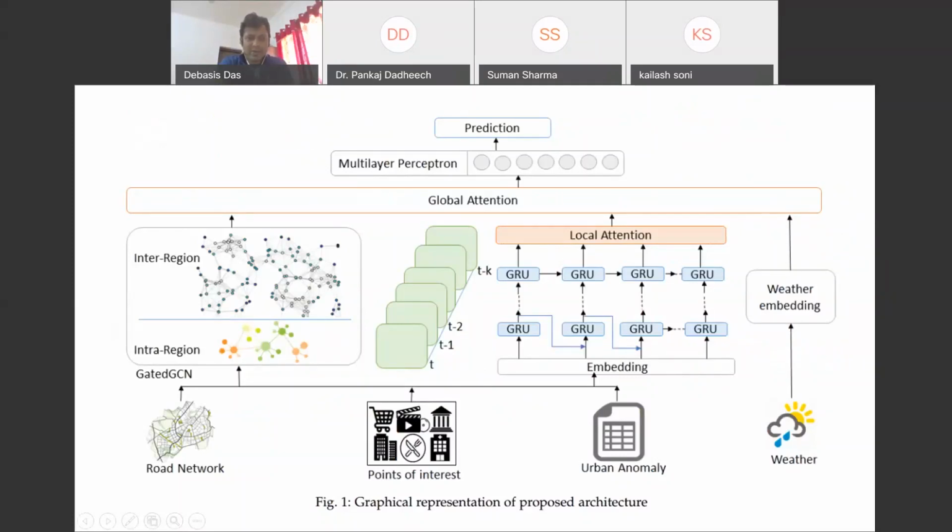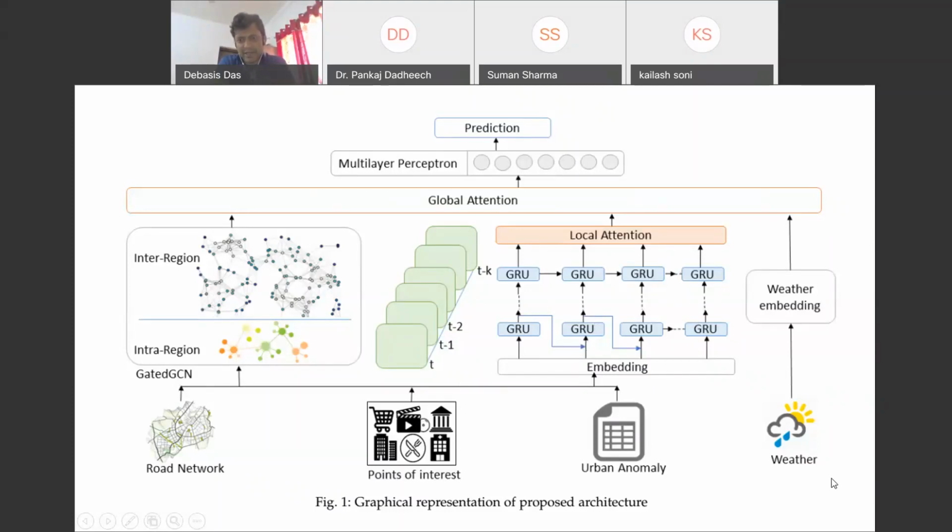So in this case we are using the gated convolutional network. Your road network related information is stored in this data set. Point of interest means your restaurants, movies. And urban anomalies. Okay, and we apply this concept here. Here we are using the concept of intra and inter region, and here we are using the division into tasks. And for urban anomaly we are using this concept.